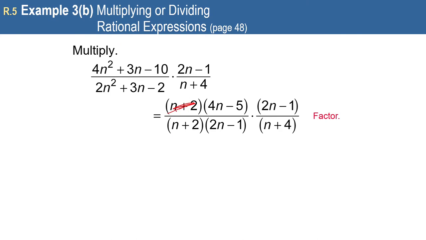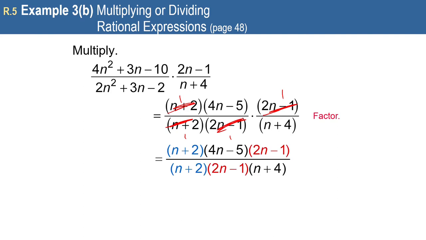Notice the n plus 2 and the n plus 2, they divide out. And we have a 2n minus 1 and a 2n minus 1, they also divide out. They technically become 1s because the same number divided by the same number is 1. And so this results in our solution being reduced to 4n minus 5 over n plus 4.